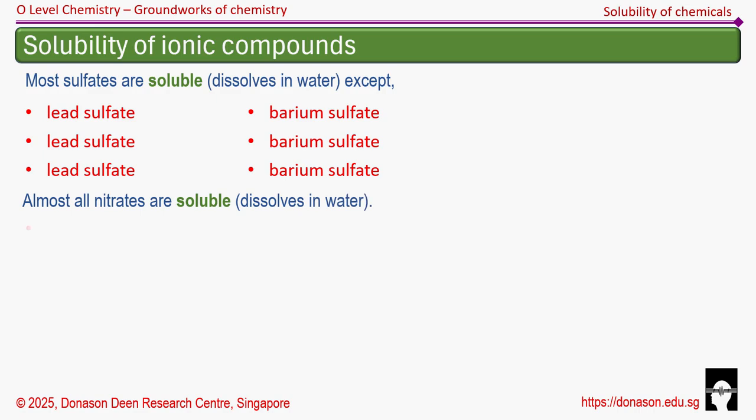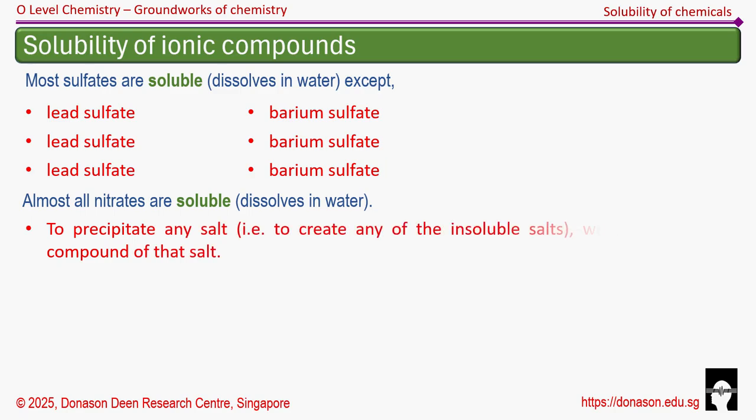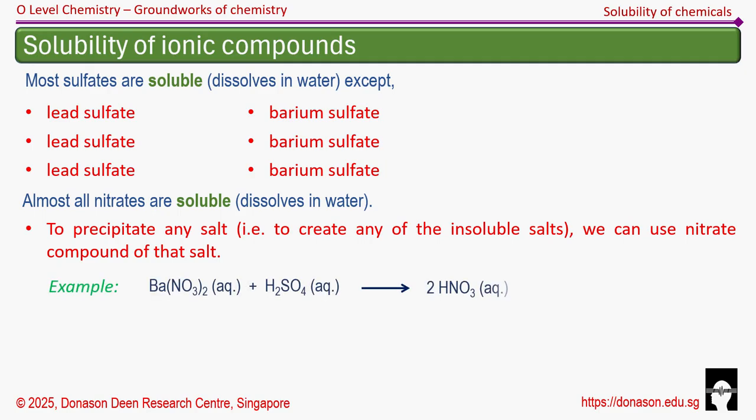This is why, in order to precipitate any salt, i.e. to create any of the insoluble salts, we can use nitrate compound of that salt. For example, barium nitrate solution is soluble in water, and hence can be reacted with sulfuric acid to form the insoluble precipitate of barium sulfate compound. The hydrogen nitrate, or the nitric acid, which is the other product of the reaction, is soluble and therefore can be separated by filtering the products of the reaction. Barium sulfate precipitate would be retained on the filter paper as the residue and can be collected and washed.